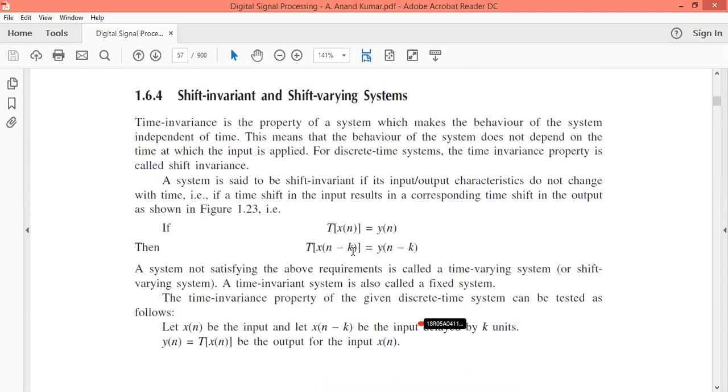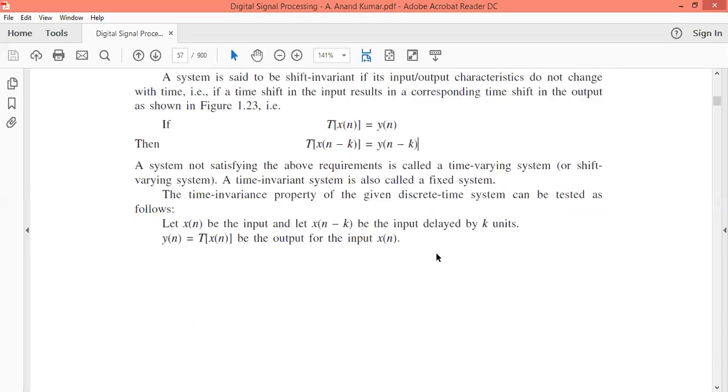If there is a shift in the input, there is a corresponding shift in the output also. For example, if you apply x of n as the input to the system, say y of n is the output. Now if you apply the input as x of n minus k and you get the output y of n minus k, then we say that the system is a shift invariant system. Otherwise the system is a shift variant system.